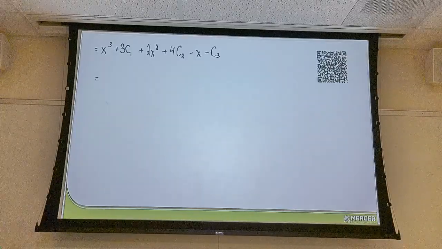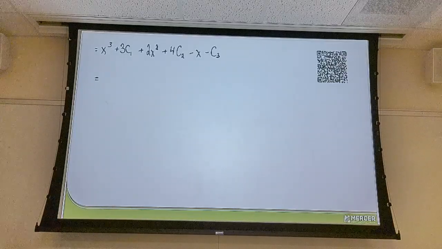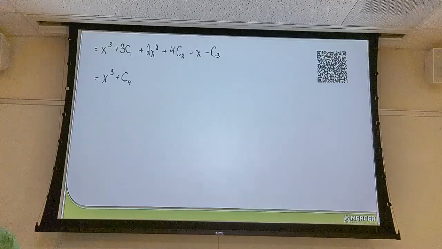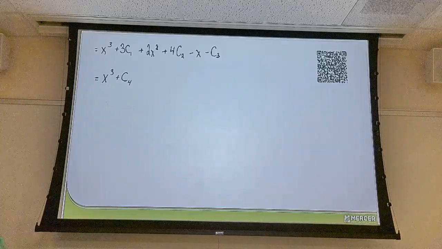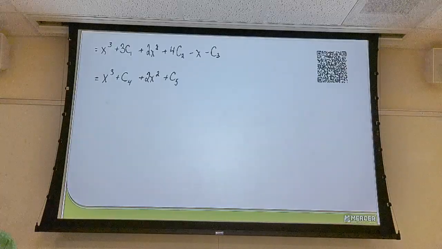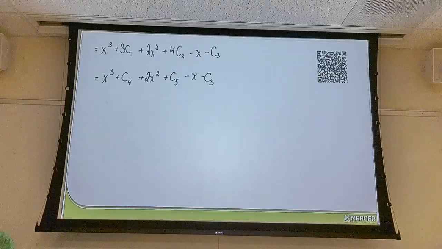C1's a constant though, isn't it? What's 3 times a constant? Another constant. It's called C4. When in doubt, C4. Oh, but C2 is a constant, right? What's 4 times a constant? It's called C5. I'll keep that as minus C3. And I'll just make a note.